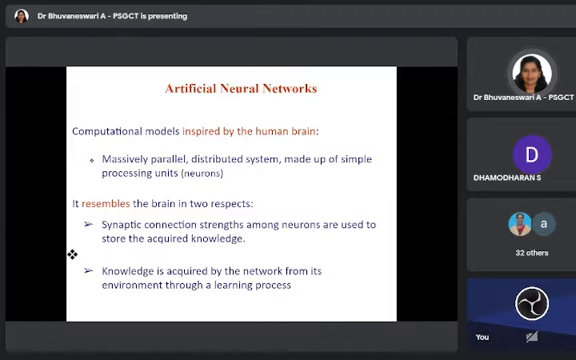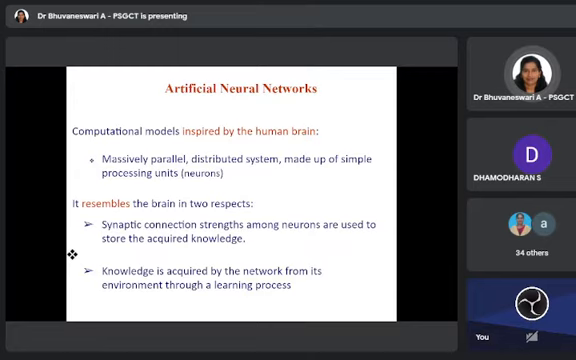So what is this actually? It's a massively parallel distributed system made up of simple processing units called neurons. So that would be the simple definition of what a neural network may be. Okay, so it resembles the brain in two respective aspects. One is the synaptic connection strength among neurons, which are used to store and acquire knowledge.